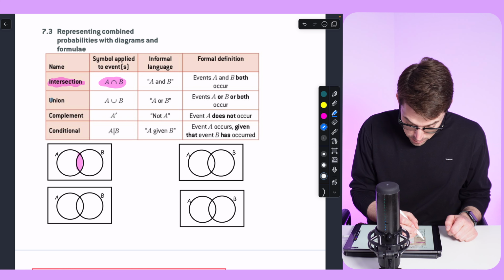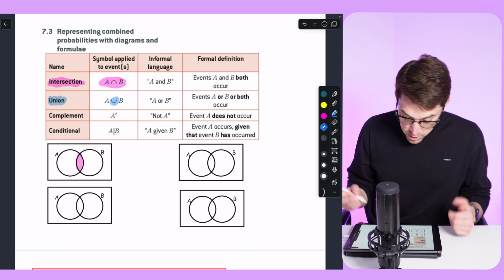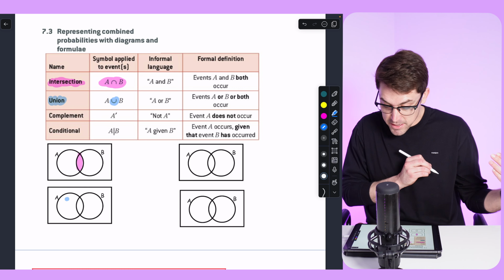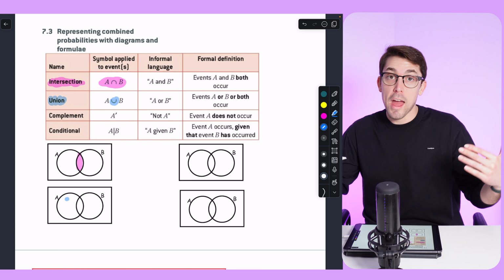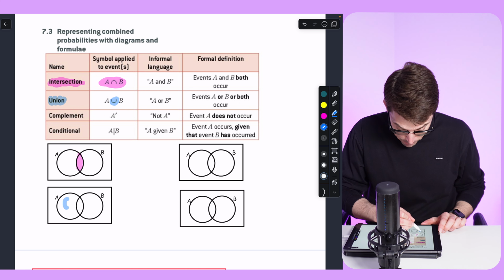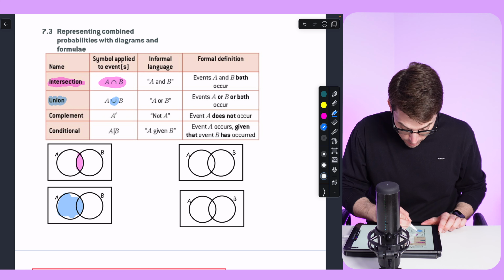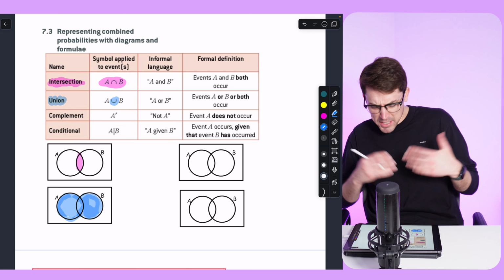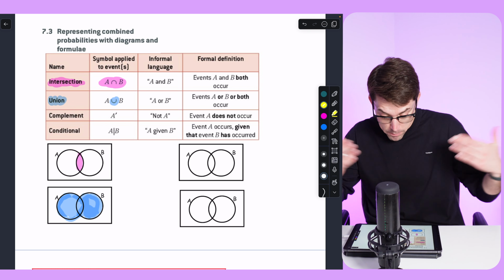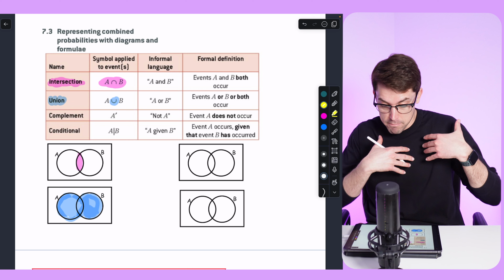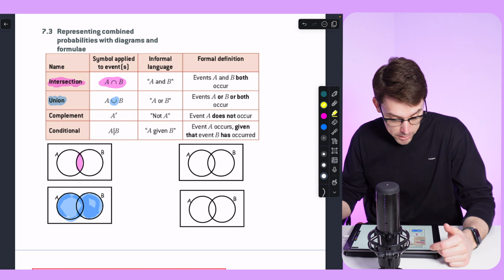Now the union, which is represented by the ∪, is an "or" statement. It means that event A or B happens. So I'm talking about A happening or B happening. It's either going to be in A or in B, which means you're looking at basically everything inside the circles, whether it be both of them or either of them, and not neither of them. You're not taking that one into account.